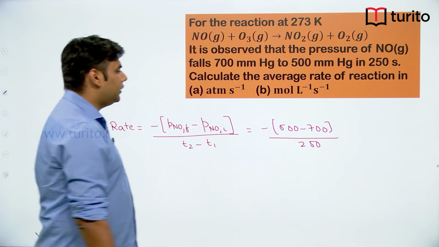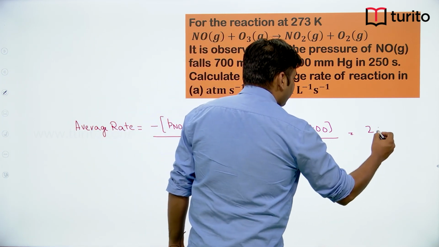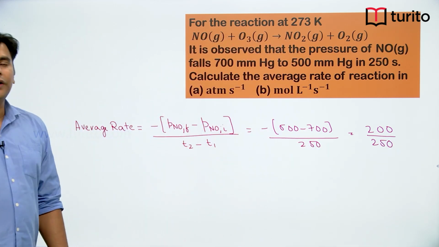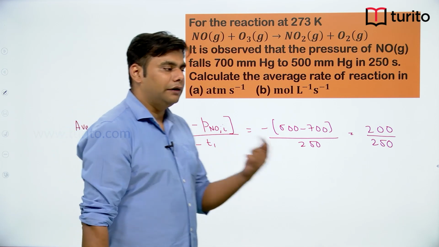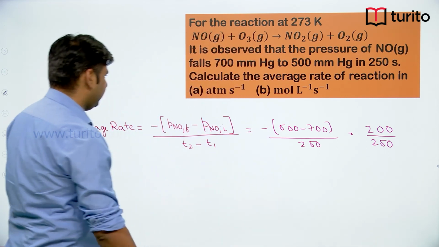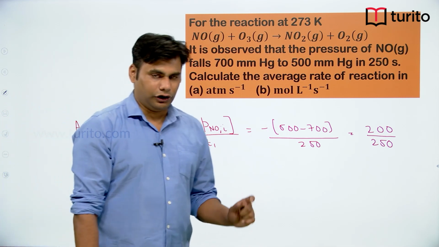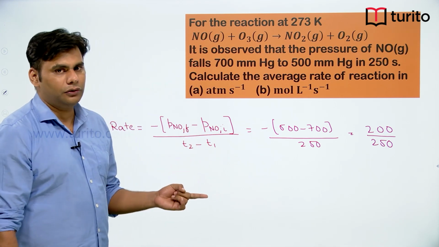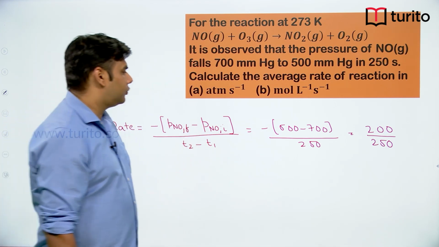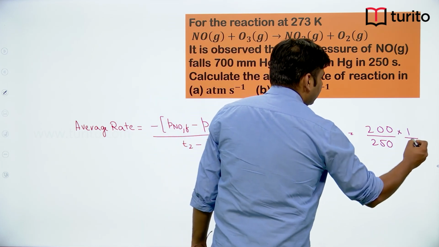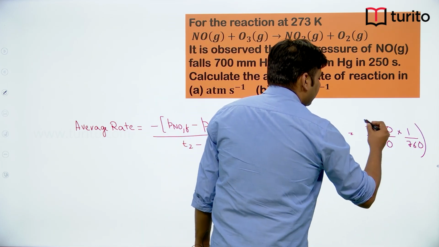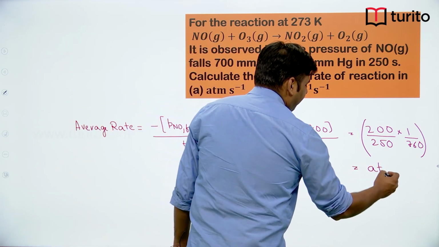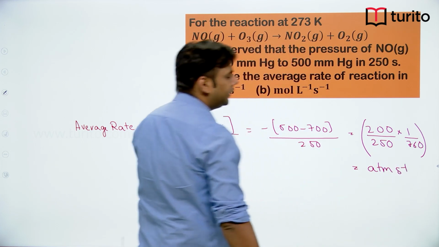Okay, so basically when you calculate, this comes out to be 200 upon 250. But remember that the pressure is given in mm of Hg. So we need to convert that pressure into atmosphere. We know that 760 mm of Hg corresponds to 1 atm. Okay, so 1 mm corresponds to 1 by 760 atm. So basically if you divide by 760 you will get the pressure in atm, right. So this becomes the answer in atm per second.